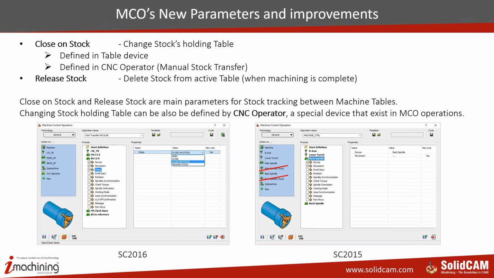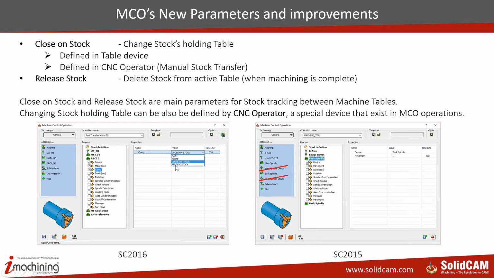This is very logical. There are a lot of customers that actually don't use the part transfer with the back spindle, or they don't have such an option. So basically here we need to define that this transfer actually has been done by the CNC operator with the manual stock transfer. So this is very important.